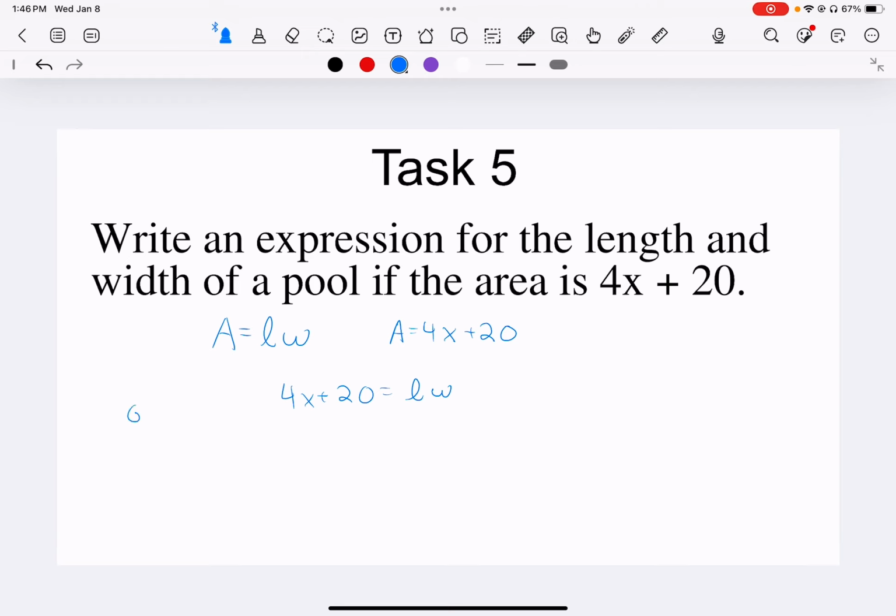So my GCF of 4 and 20 is 4. So I'm going to have 4, and then in parentheses, divide each one by 4. 4x divided by 4 is x. 20 divided by 4 is a positive 5. So that means that my length times width can be equal to 4 times x plus 5. So those are the possible dimensions for this pool.